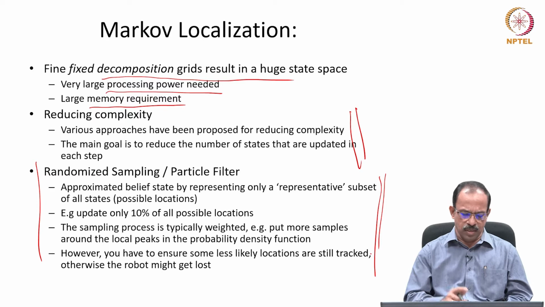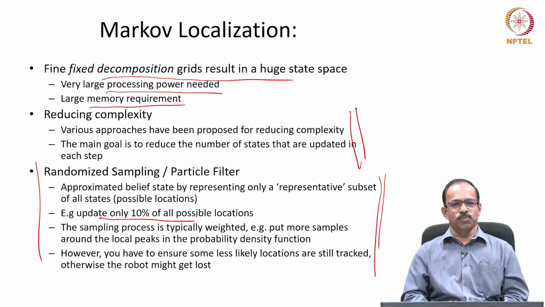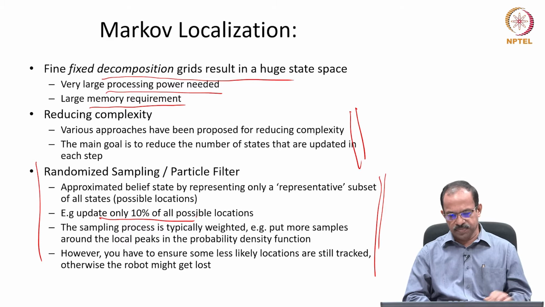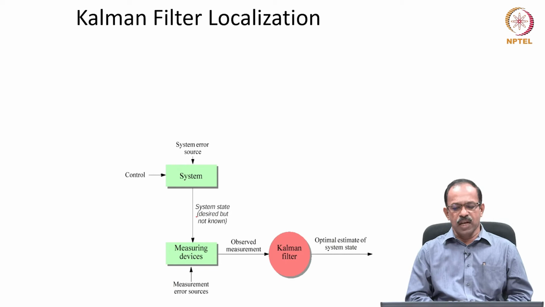So in some cases, you update only 10% of all possible locations. So don't update all the locations, only 10% of possible locations can be updated. These are the strategies adopted by various researchers. Okay, so that's about the Markov localization. So now let us look at the Kalman filter localization.